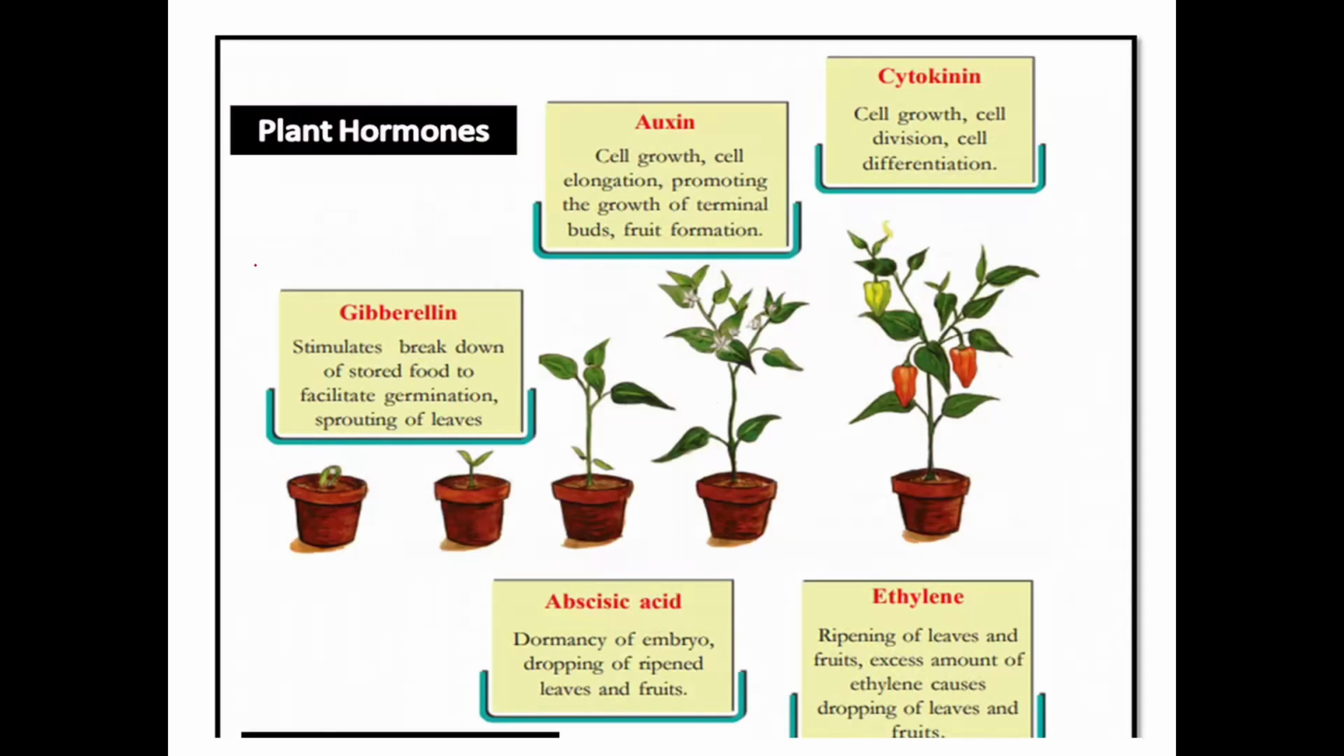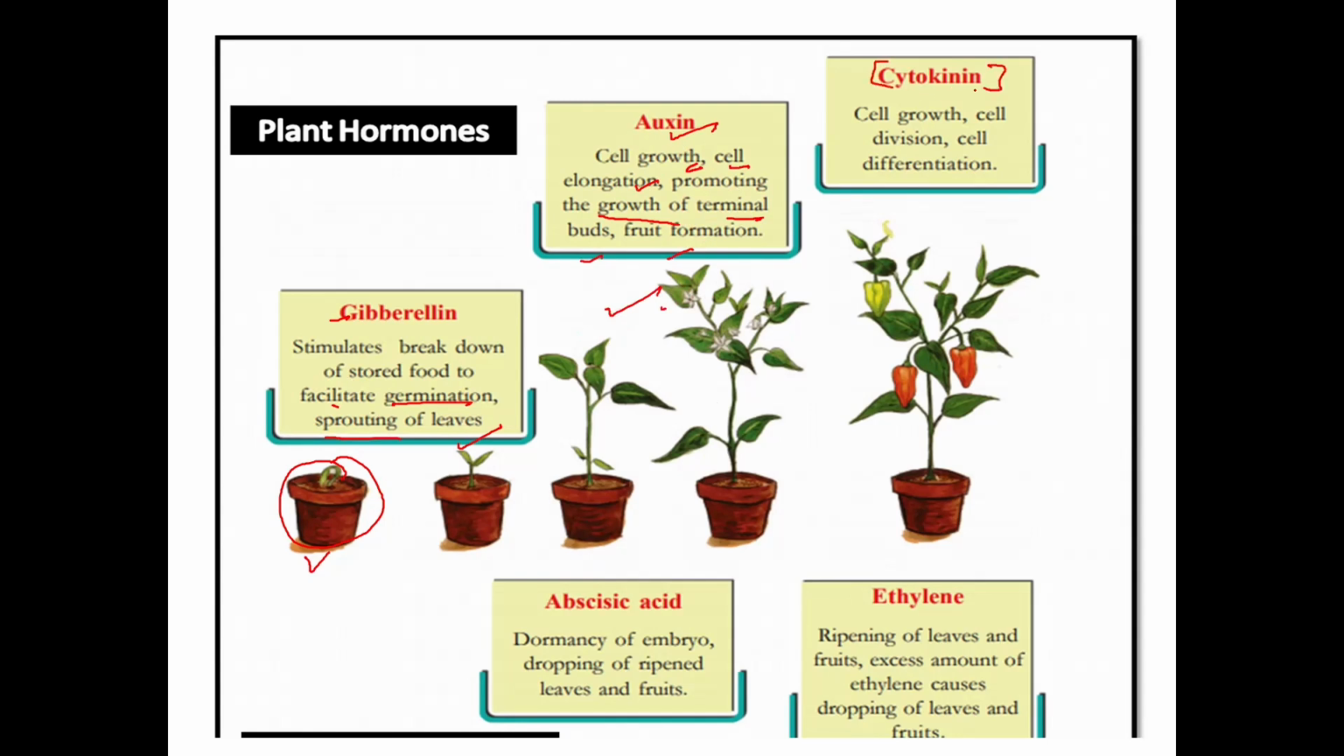Look, plant hormones, how they work. So gibberellin, as you see, the seeds start to grow, seeds start to germinate. It stimulates breakdown of stored food to facilitate germination, sprouting of a leaf. Come on, auxin. Auxin is found at the shoot tip. It helps in cell growth, cell elongation, promotes cell division, growth of terminal bud, fruit formation, etc.